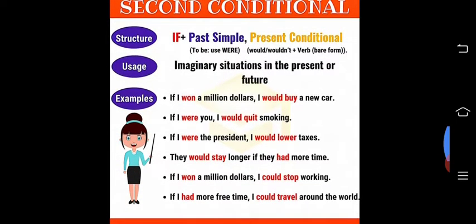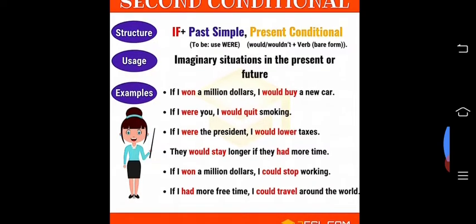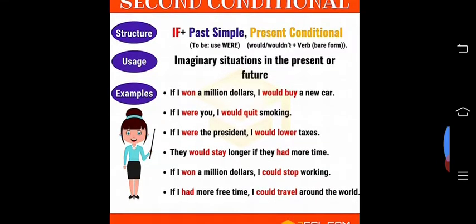Past simple to present conditional. Okay. And it closes with would plus verb 1. Imaginary situations in the present or future. Okay. If I won $1 million, I would buy a new car. So past closes with would plus verb 1.